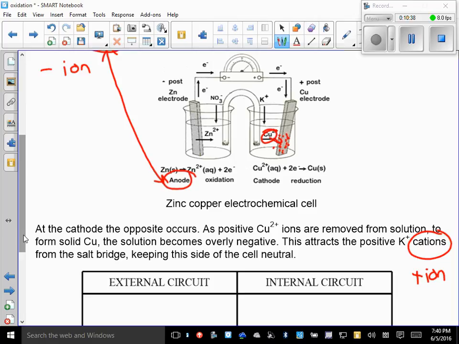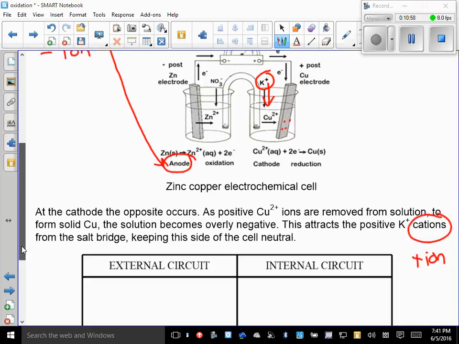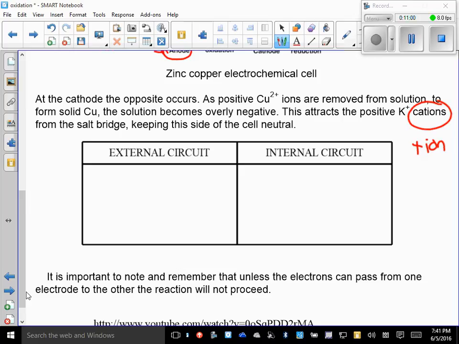Okay, at the cathode, the opposite occurs as there's more Cu coming out of solution. So as that Cu is being deposited here, we get rid of all the positives. We need more positives to come down. So that's why the potassium comes down. So a couple things we need to write down. At the external circuit, we have electrons flow from anode to cathode.